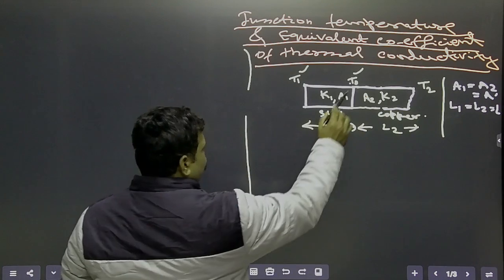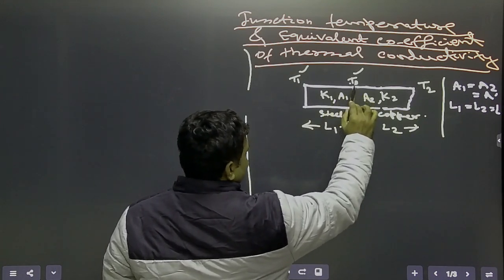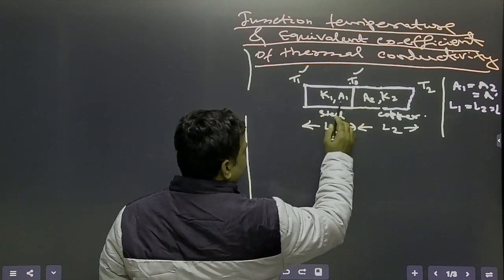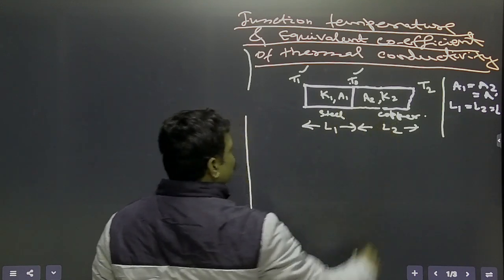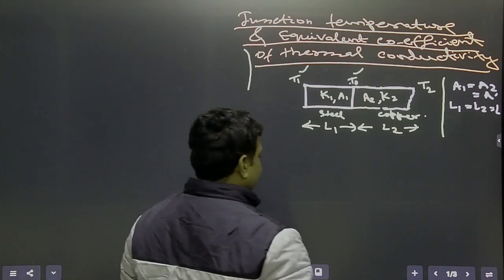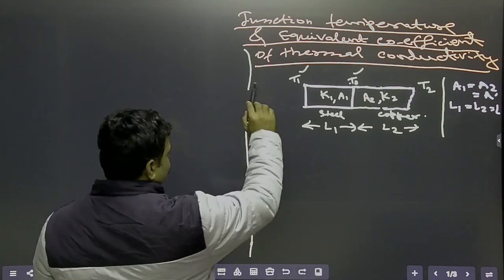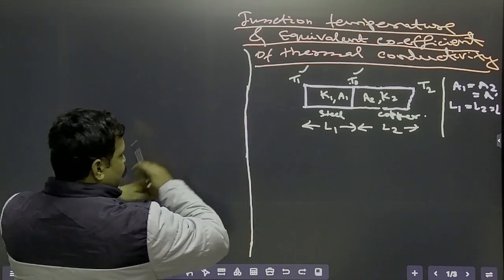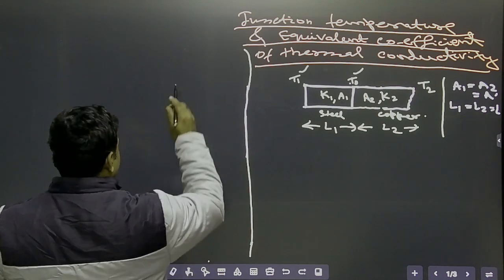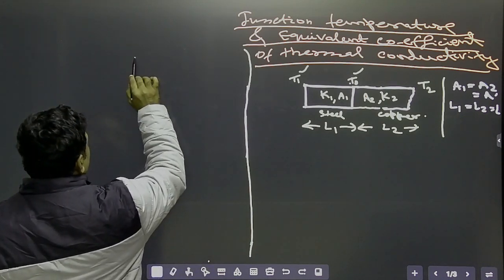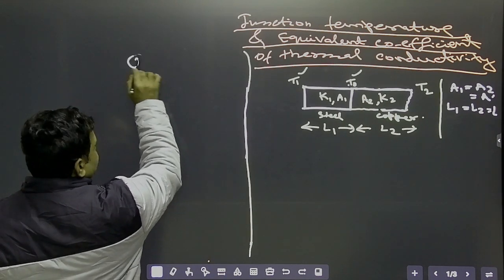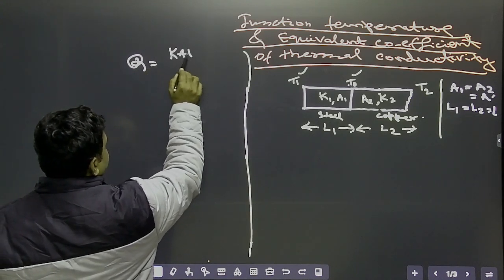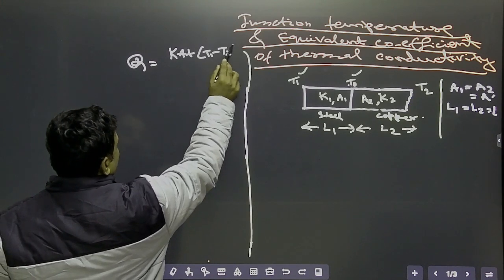So here we will find out the derivation for the junction temperature, that is T0, and also the value of K, which is the equivalent thermal conductivity when these two substances are connected with each other. For this, what is the concept that we are going to use? That is the amount of heat transfer between two phases of a body. So we know that the amount of heat which is transferred between two phases is KAt (T1 minus T2) upon X.